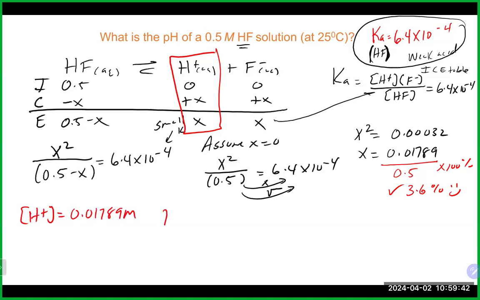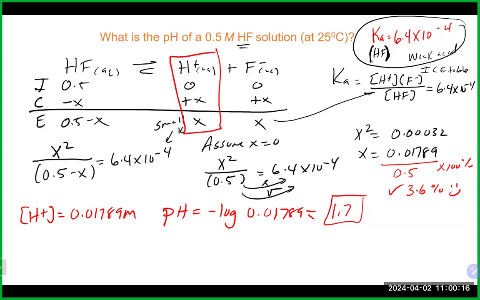And that is all we need to go into our pH, minus the log of 0.01789. That's going to yield us, we'll go with 1.7 in terms of our pH in this particular case. That is acidic, which is good since we are dealing with an acid in this particular case.